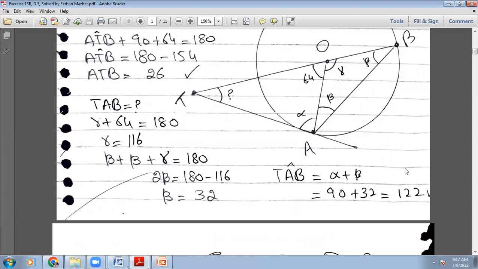So now I can find the TAB. TAB is this whole angle. This is 90 and this is 32. Just add them up, and that will be your answer. So 122. Yes.